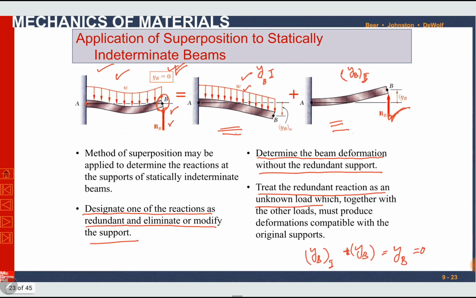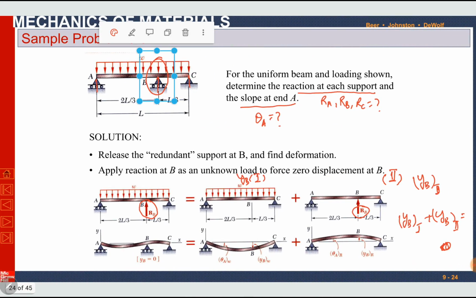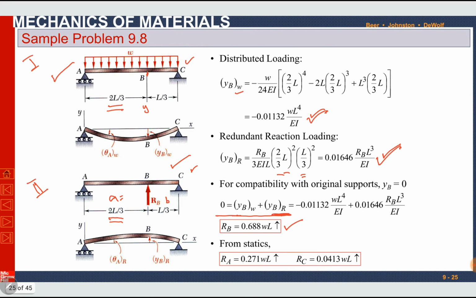In this beam, if we know RB, only two unknowns are left, reaction at A and reaction at C. Now it is statically determinate because this reaction at B is known now. So using equations of statics, we can find RA and RC as well. Both are positive, both are upward. RA becomes 0.271 WL, RC becomes 0.0413 WL.